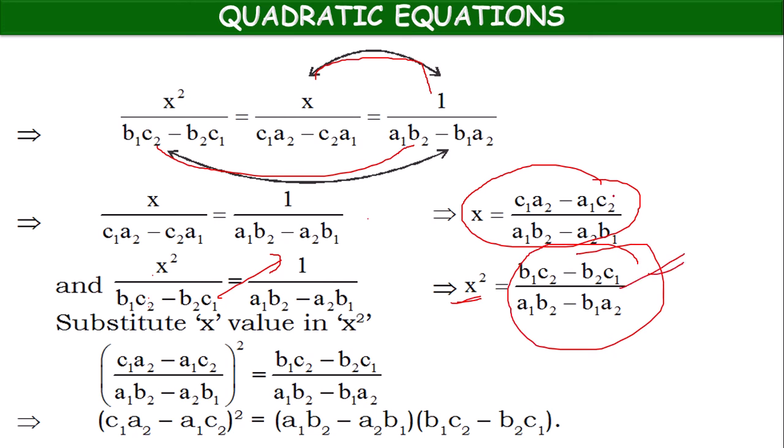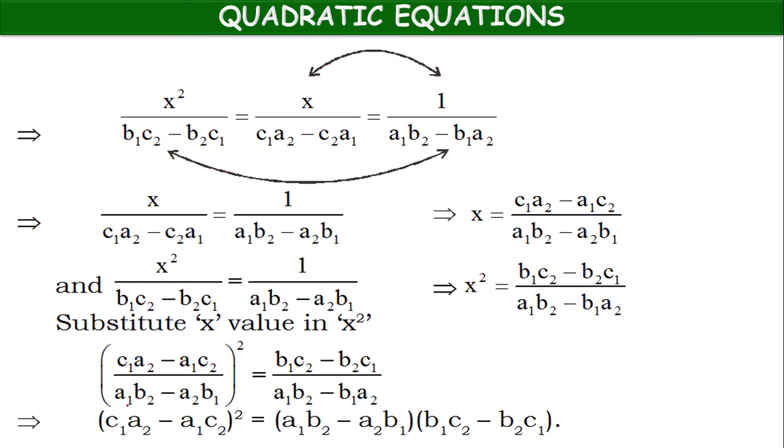So here we have the x value, here we have the x² value, but we have already got the x value. So in the place of x, we can keep this value. So what does it become? ((c1a2 - a1c2)/(a1b2 - a2b1))² equals this expression. Again, here the denominator will come two times, but the denominator here and the denominator here are the same.